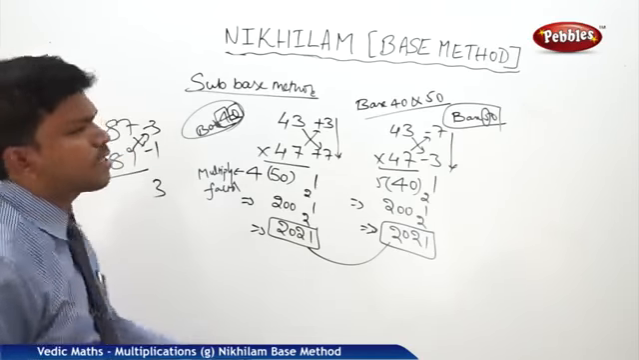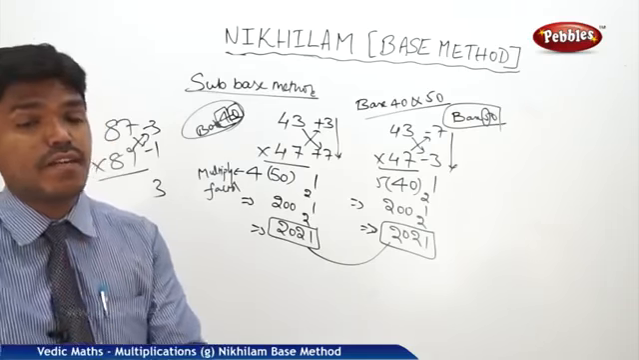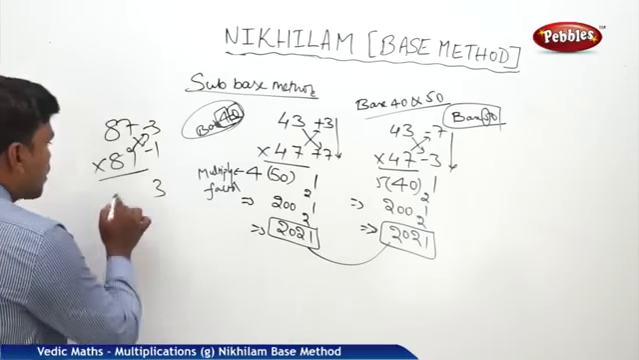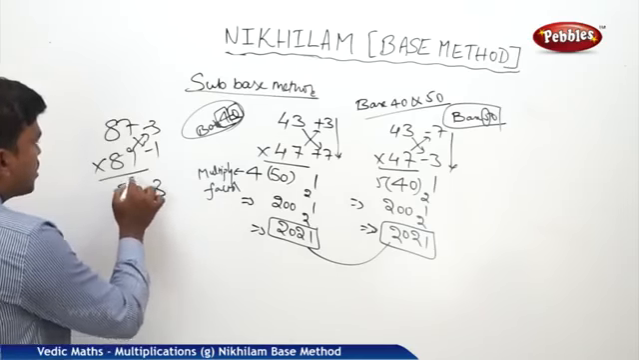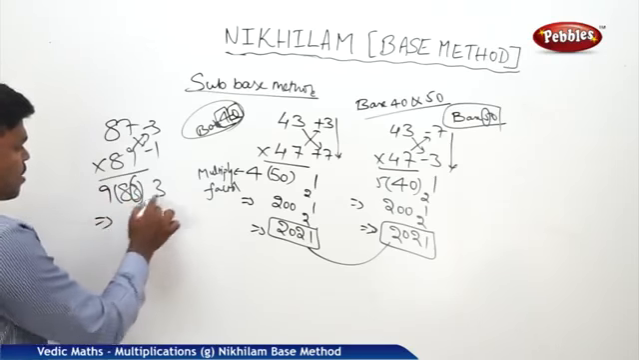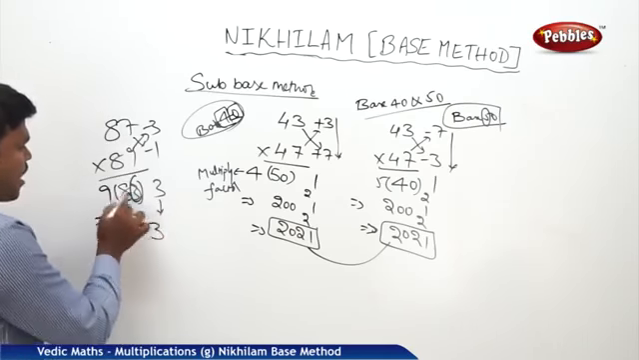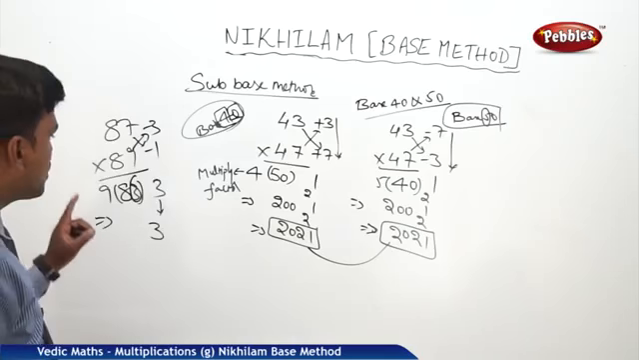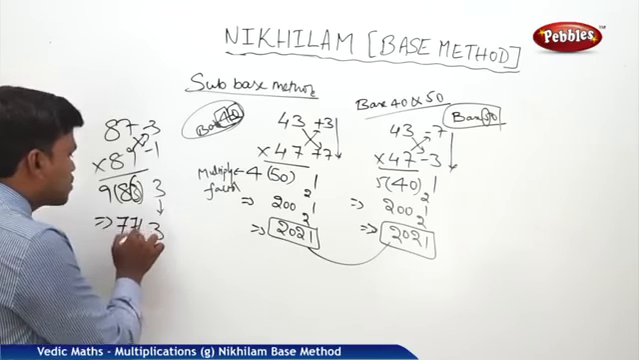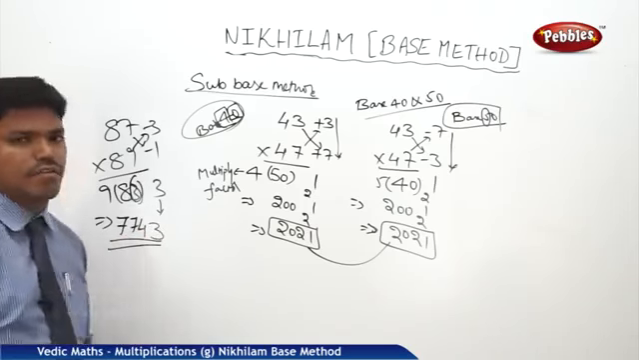How much? 86. But for that 86, we need to multiply with the multiplication factor 9. So 86 into 9 we need to multiply. 3 will be dropped as it is. 86 into 9 is how much? 720 plus 54, 774. So answer is 7743.